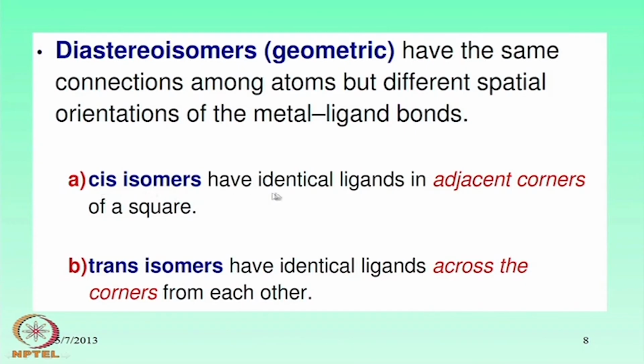In case of cis isomers, we have identical ligands in adjacent corners of a square. So if we have a particular square arrangement, adjacent corners, not diagonally opposite, will take two similar ligands, or identical ligands, then we utilize this particular isomer as the cis isomer. Similarly, in case of trans isomer, the same or identical ligands are diagonally opposite to each other, that means they are present across the corners from each other. So when they are diagonally opposite to each other, we call these the corresponding trans isomer.